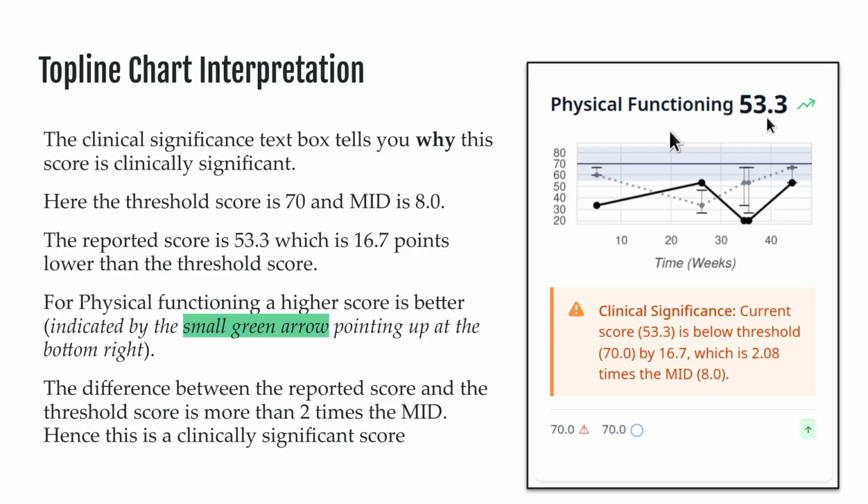Here the reported score is 53.3, which is around 16.7 points below the threshold score, and therefore we know the threshold score takes prominence over normative score. Therefore it shows that this is a clinically significant deterioration in physical functioning, although based upon the information that we have from the plot, it has improved with respect to the last, but it has still not reached what is considered as a threshold.